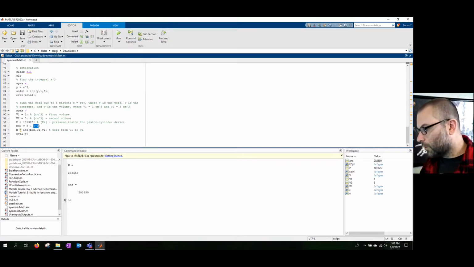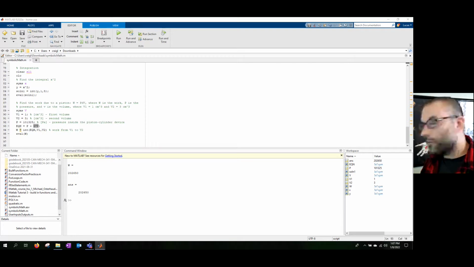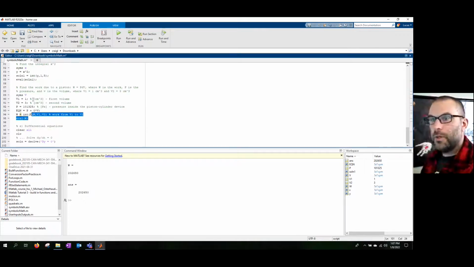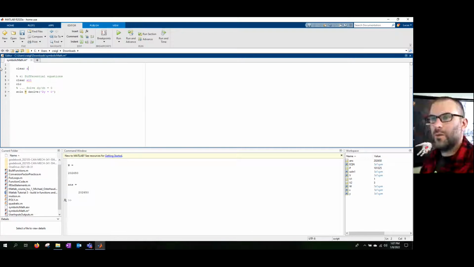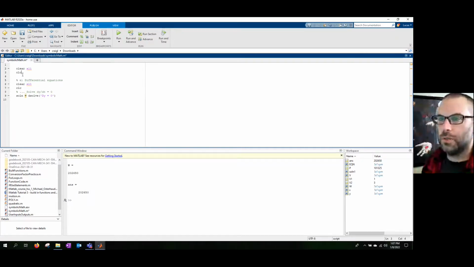Cool. All right. Now let's look at differential equations, okay? And I'm going to highlight all of this and just delete it, okay, to make it quicker. I could highlight it all and comment it out, but then it gets a little messy. So I'm just going to delete it all, okay? So here we're going to solve dy dt equals 0, okay?